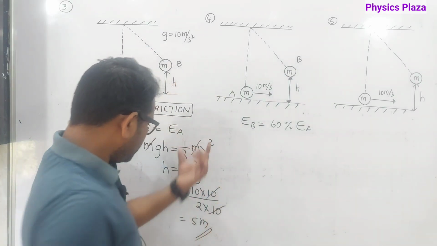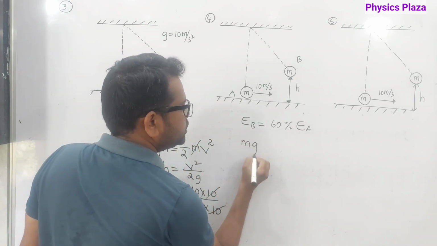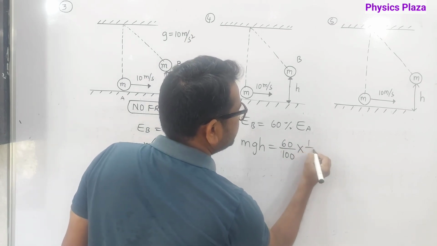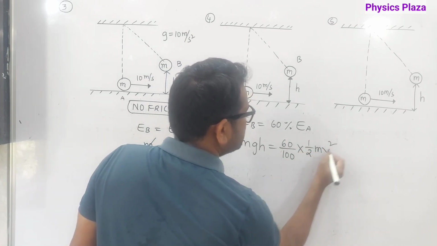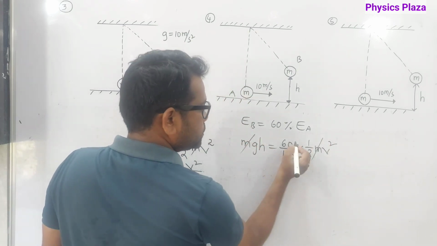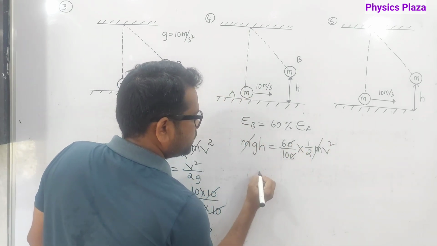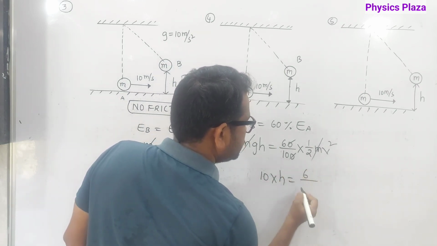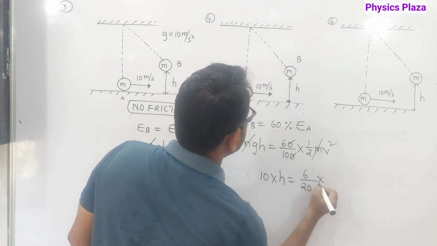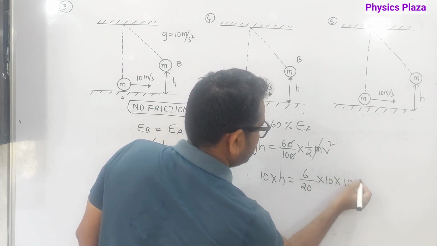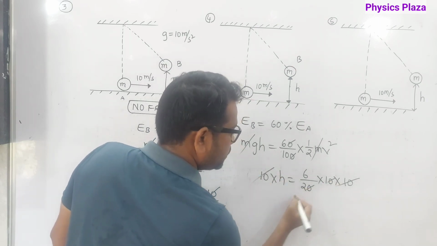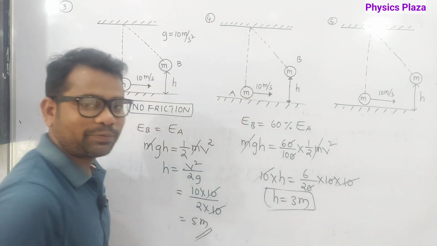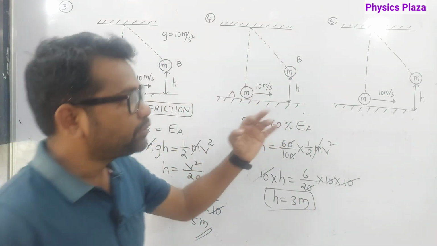Then what will happen? Now the same process you can follow. That is mgh is equal to 60 by 100 into half mv square. M cancels. So here the g value, let us take 10 only. The h is equal to 6 by 2 into 10, which is 20. And the v square is 10 into 10. 10 cancel, 0 cancel. H is equal to 3 meters only. Children, try to understand the difference here. Is that clear? Fine. Now what about the fifth question, children?